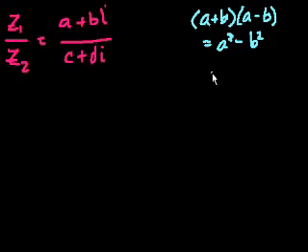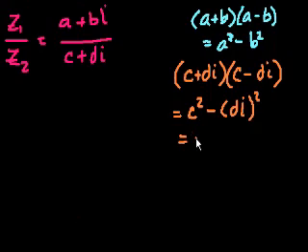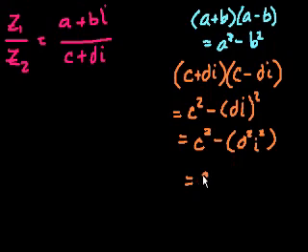So given that, what happens if we do something very similar with a complex number? If we say c plus di times c minus di. Well, in this case, a is c and b is di, right? So this is just going to be equal to c squared minus di squared. And that equals c squared minus d squared i squared. And I squared is -1, right? So this is going to be multiplied by -1, so it cancels out this negative. So you get c squared plus d squared.